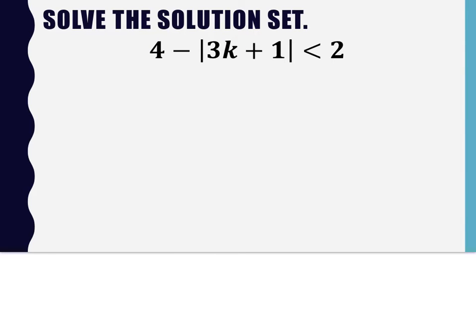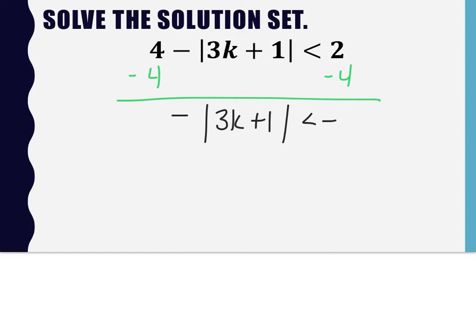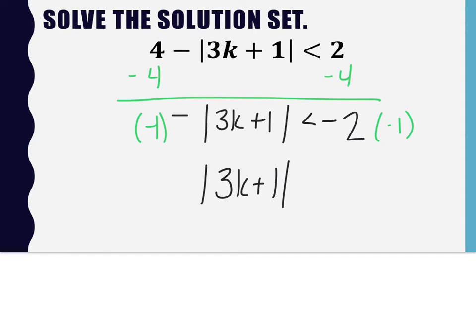With this guy, again, we have to get the absolute value by itself before we can do anything. So I'm going to subtract 4 from both sides. And I have negative the absolute value of 3k plus 1 is less than negative 2. Then I'm going to multiply everything by negative 1 to get rid of my negative, or divide by negative 1, whatever you want to do. So the absolute value of 3k plus 1, there's my absolute value. My sign flips, don't forget that, and I have 2.